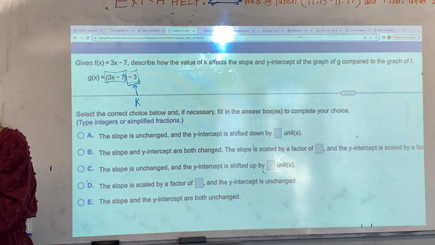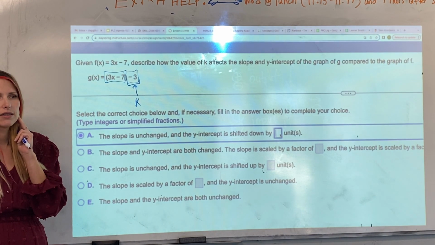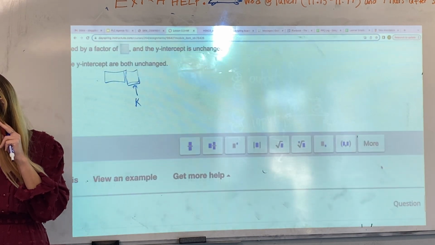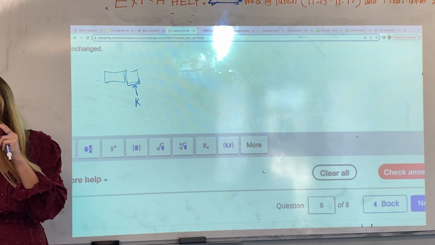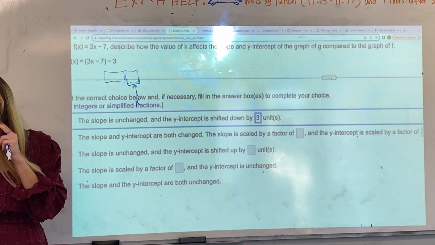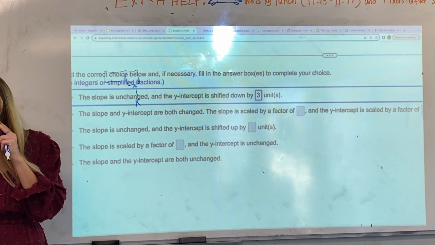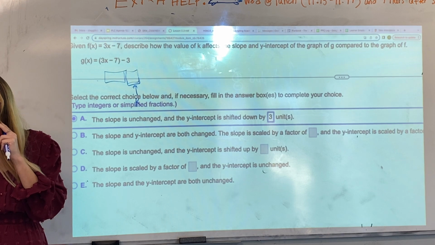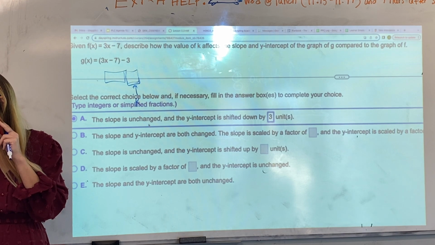Is unchanged. Yeah? I did a correction for a question on the email. Okay. Oh, where'd you put it? Or did you put the output? It's changed by the number outside the parentheses. Okay. Yeah. The slope is unchanged and the y-intercept is shifted down by 3 units. Do you have the same numbers as me? No, I put it in the right number.